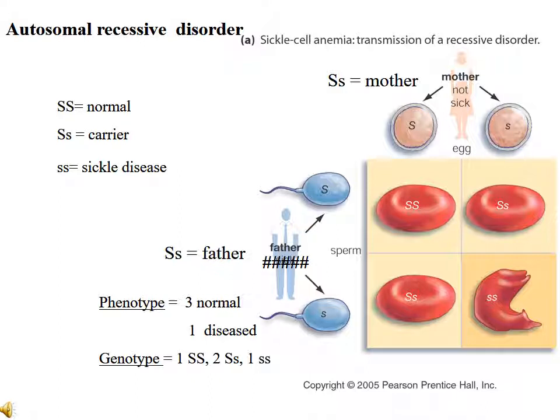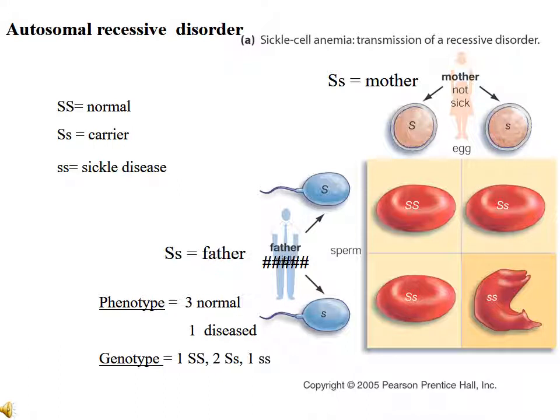If you do your Punnett square, look at your genotype and look at your phenotype. Your phenotype is going to be 3 normals and 1 diseased, 2 little s's to your right. Your genotype, however, will be 1 big S big S, 2 carriers, big S and little s, and 1 little s little s, which of course will be diseased. So this gives you a clear understanding how autosomal recessive disorders are carried out and passed on.